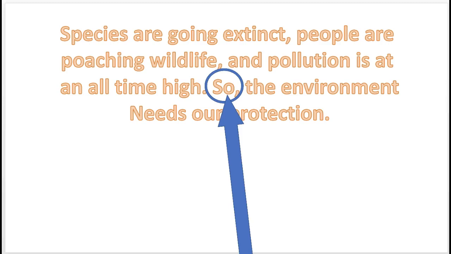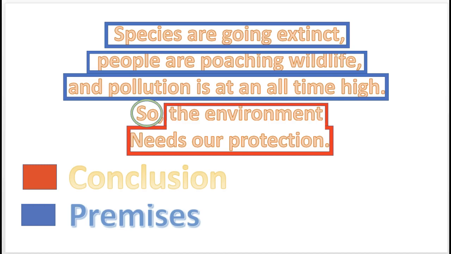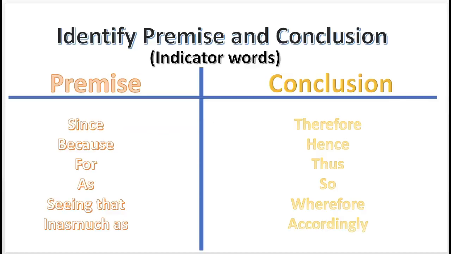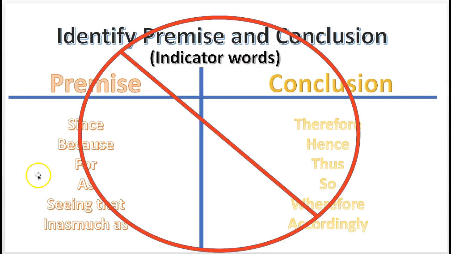Now, identify the premises and the conclusion. The answer is, that's right, the conclusion is in the red square, and notice there are 3 premises in the blue squares. Okay, now that you have a good understanding of the premise and conclusion indicator words, there's another thing we must take into mind, and that is some arguments do not have premise or conclusion indicator words.